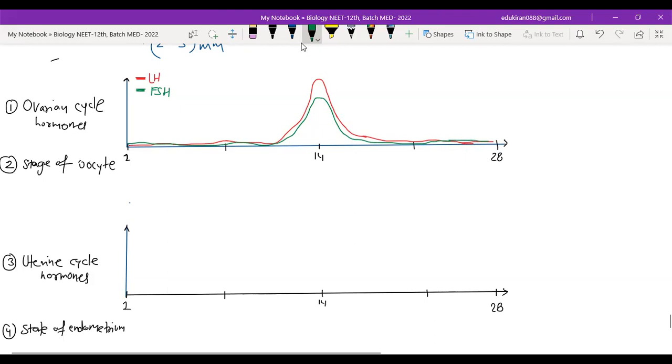So for the ovarian cycle, it's pretty clear. Both LH and FSH reach the peak. Don't draw it right now, I'll give you time to draw. For now, everyone's pen down and eyes on the screen. It reaches the peak on day 14. Understood? Everyone? Is it clear? Now, what is happening to the stage of oocyte here?